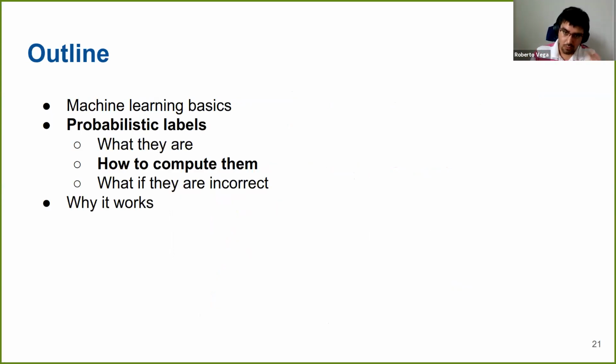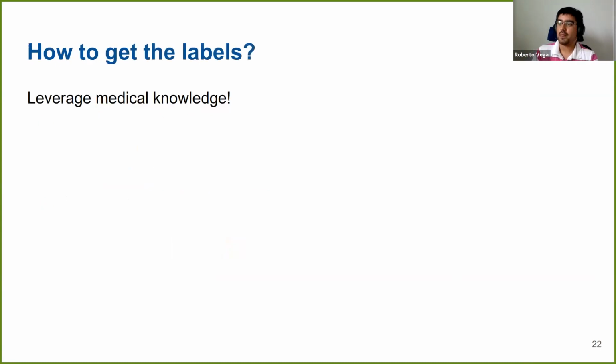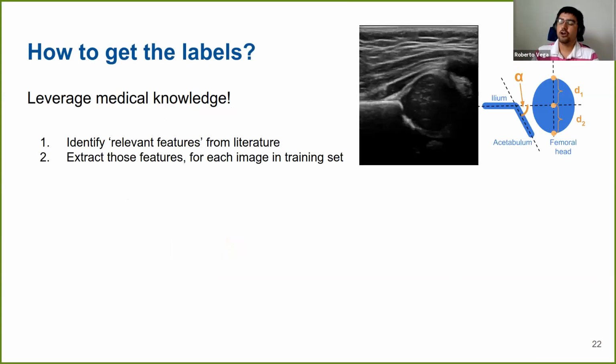Now, the obvious question is, how do we compute them? Yes, it is a great idea to say, give me the probability distribution, but if I have an image and the only thing that I have available is if the physician said that they have a disease or they are healthy, how do I transform that into a probabilistic label? And this is where we leverage the medical knowledge. So I'm going to give a very general description right now, and then I will go into detail.